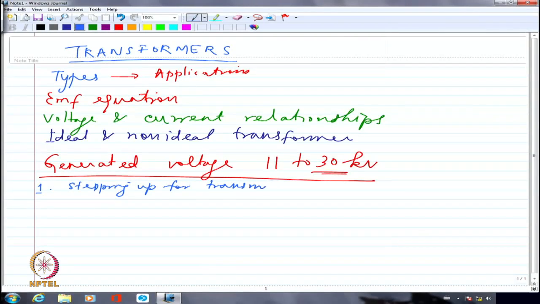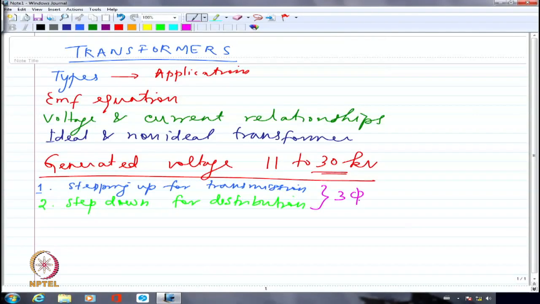And very clearly on the other side, I have to step down for distribution. Mostly these two are done in three phase, not in single phase. Only the distribution at domestic level is done as a single phase configuration, right? And most of the power transmitted for any industrial use is all in three phase.